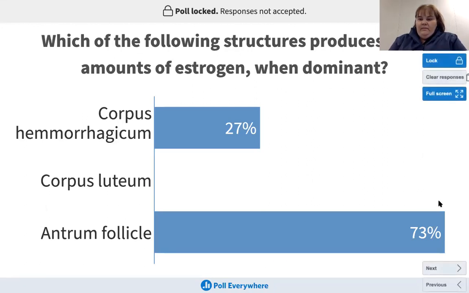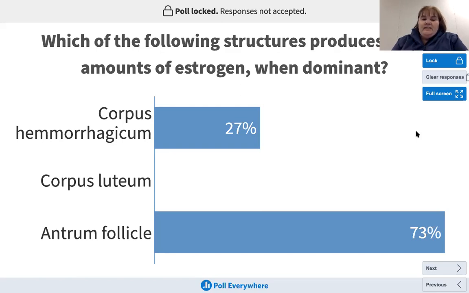Okay, the majority of you are selecting the antral follicle, which is correct. The follicle is a structure on the ovary that contains the germ plasm, so the egg, which is carrying the DNA of the female, along with several cell types. We'll get into the cell types a little bit later. But those cells are going to be producing large amounts of estrogen during its entire time on the ovary. As it's selected, it's getting bigger and bigger and bigger.